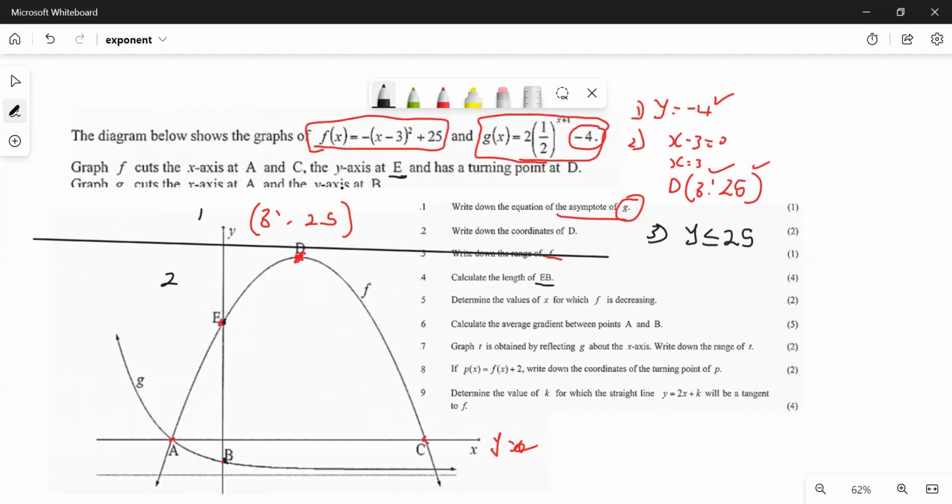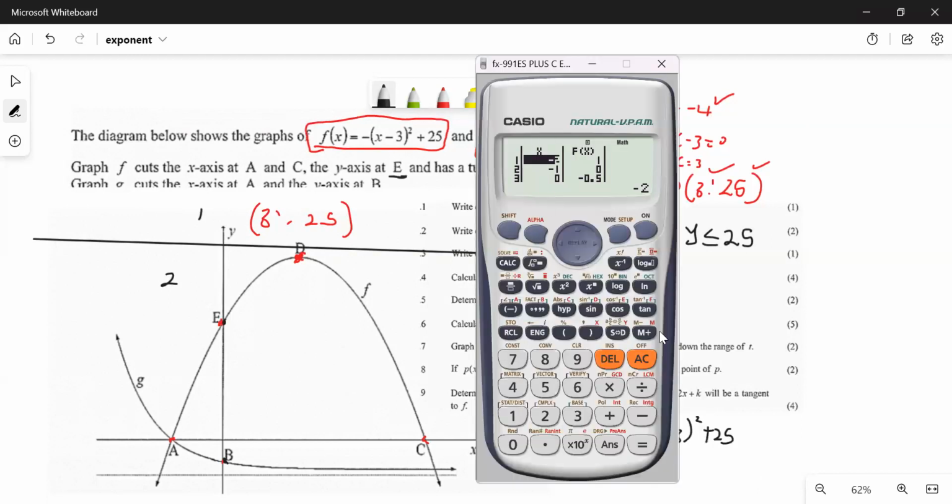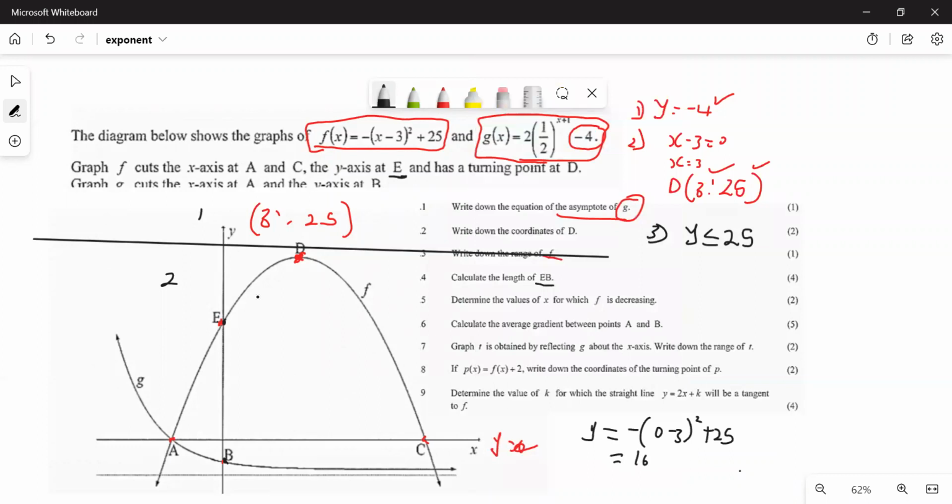the y-axis with E. So F intercepts with the y-axis at E. So it means E is the y-intercept of F. So if you want to get the coordinate of E, you're going to say you have y, which is going to be given by minus open bracket 0 minus 3 all squared plus 25. And then you type this in your calculator. If you type this in your calculator, you get what? 16. Okay. What are going to be the coordinates of E then? You have 0, which goes with 16.